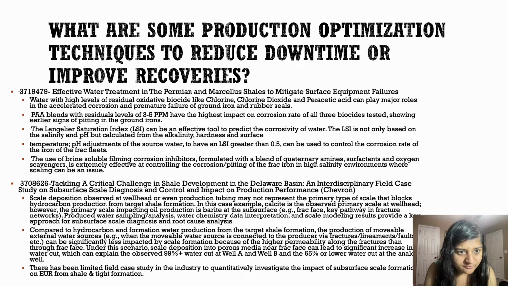The use of brine-soluble filming corrosion inhibitors formulated with a blend of quaternary amines, surfactants, and oxygen scavengers is extremely effective at controlling the corrosion and pitting of frac iron in high salinity environments where scaling can be an issue. The Langelier saturation index can be an effective tool to predict corrosivity of water. The LSI is not only based on the salinity and pH, but calculated from the alkalinity, hardness, and surface. PAA blends with residual levels of 3 to 5 ppm have the highest impact on corrosion rate of all three biocides tested, showing earlier signs of pitting in the frac irons.